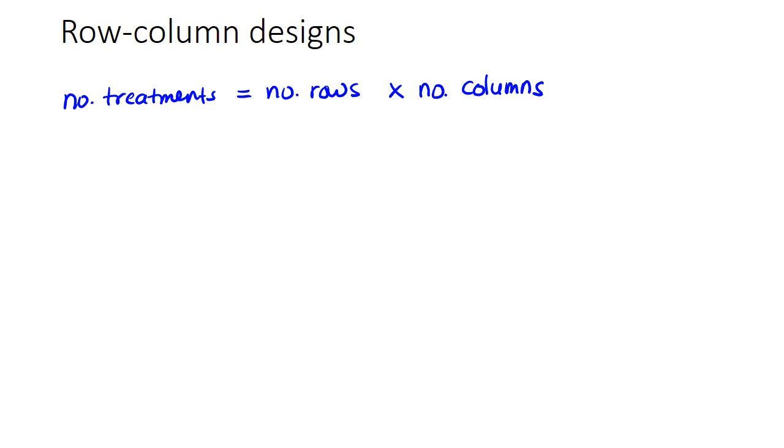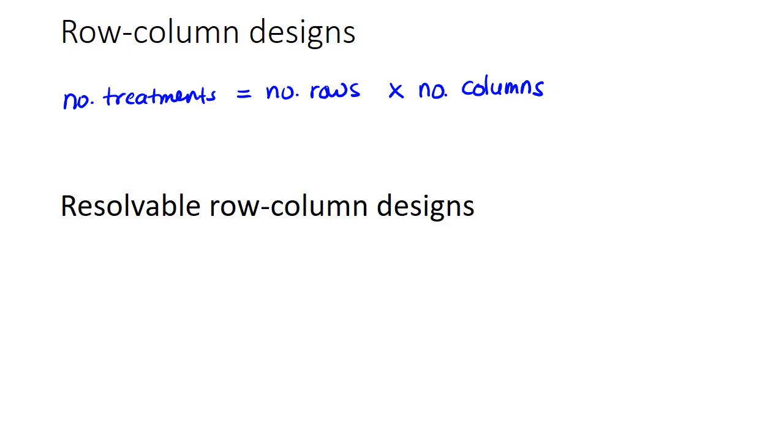There are many variations of the row column designs. A resolvable row column design is the most straightforward row column design. This design has a similar arrangement as RCBD and can be analyzed as an RCBD experiment. These designs optimize the occurrences of treatments across rows and columns within each block.